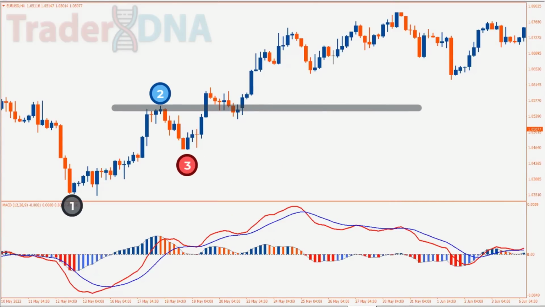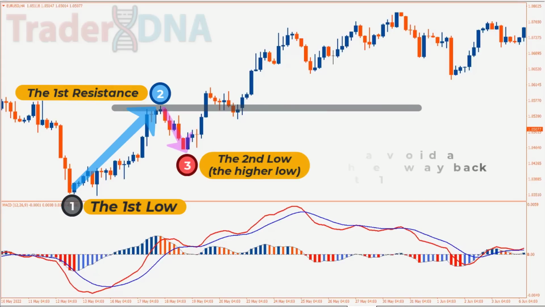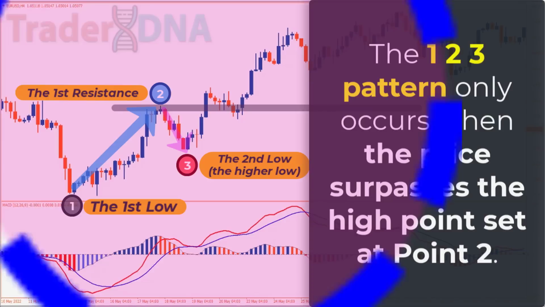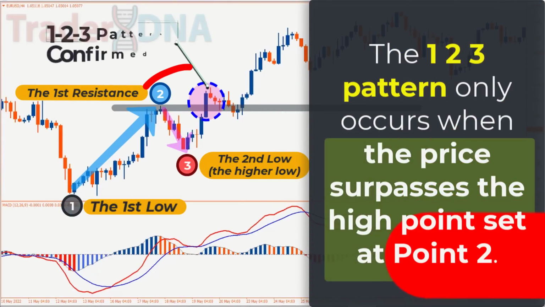During an uptrend retracement, a low point emerges, followed by a subsequent rally in price. Now, the point 2 serves as a short-term resistance level. In this case, as price ascends to the point 2, it initiates a retracement towards the initial point 1. However, it's crucial to avoid a retracement all the way back to point 1, as this would indicate a formation of a double bottom. It's important to note that confirmation of the 1-2-3 pattern only occurs when the price surpasses the high point set at point 2.